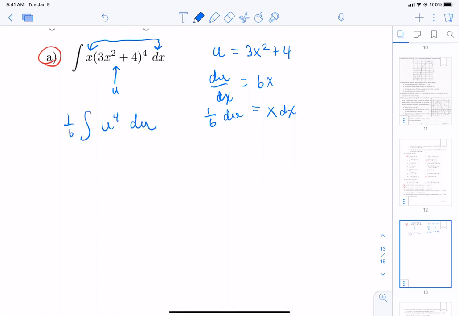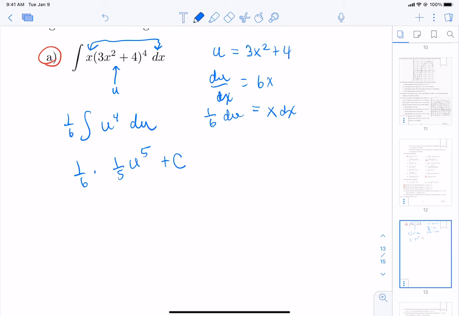Now it just becomes a standard antiderivative. Ignoring the 1/6, what is the antiderivative of u to the 4th? The power goes up by 1, and we divide. What's our antiderivative? It would be 1/5 u to the 5th. Or you can even write it as u to the 5th over 5, sometimes is what I'll do.